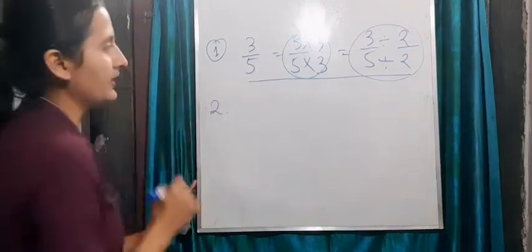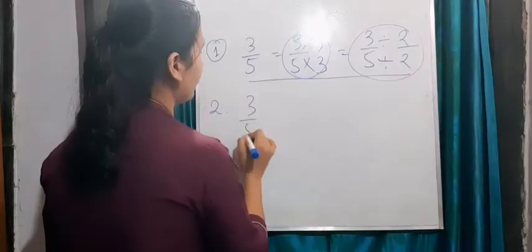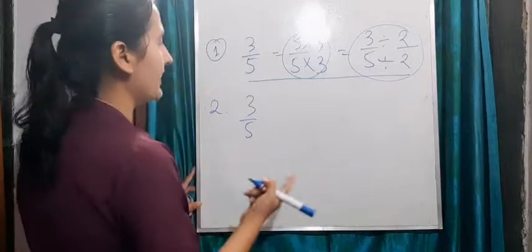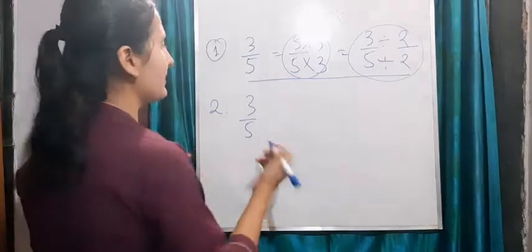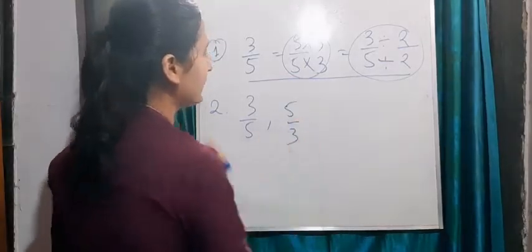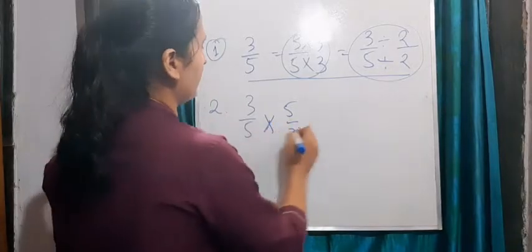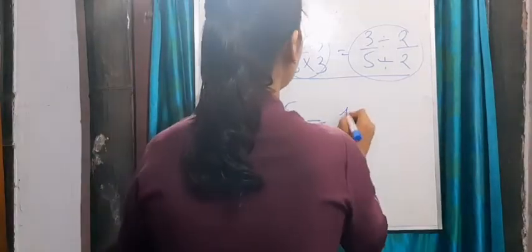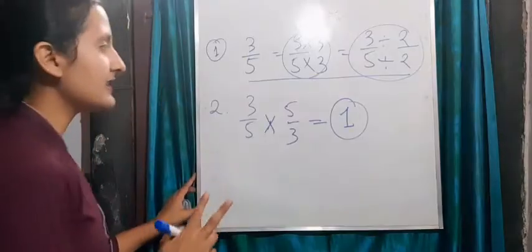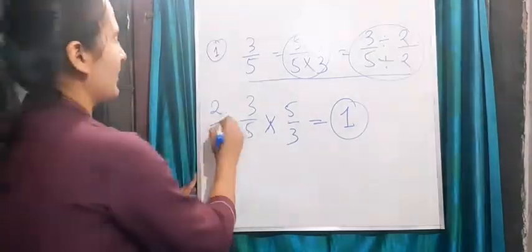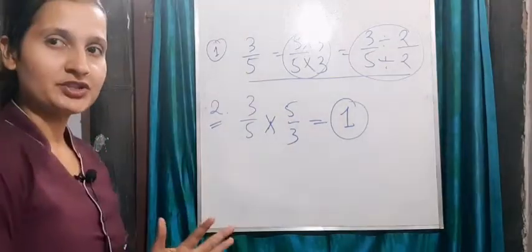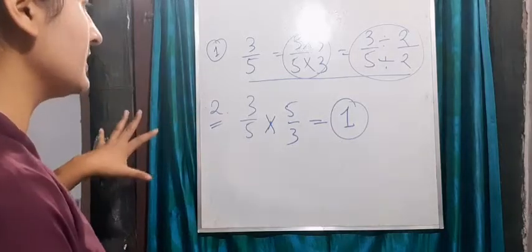The second one says that suppose 3 by 5 is a fraction and its multiplicative inverse, meaning its reciprocal, will be 5 by 3, isn't it? So when we multiply them, we get 1. This is your second property of the fraction. I hope the first one and the second one are clear to you.